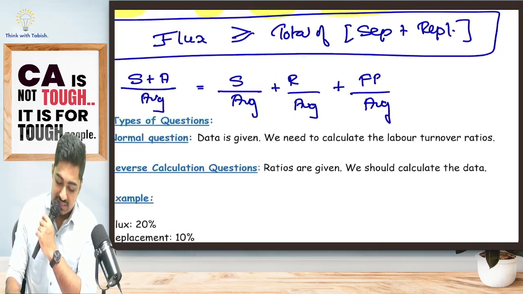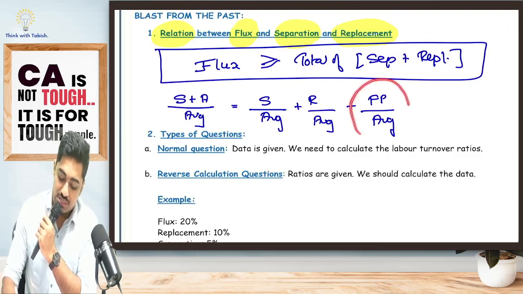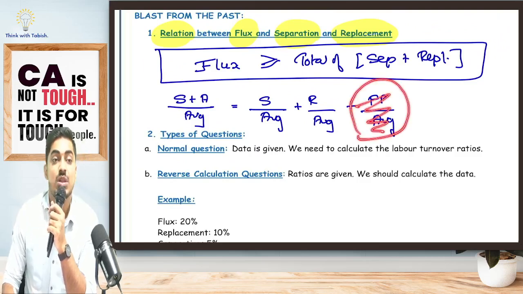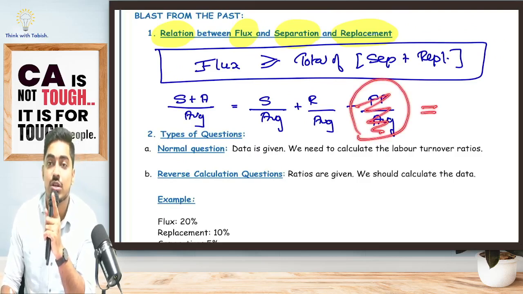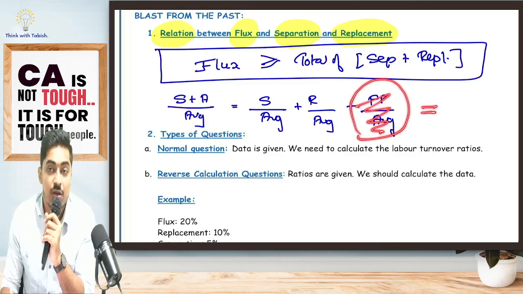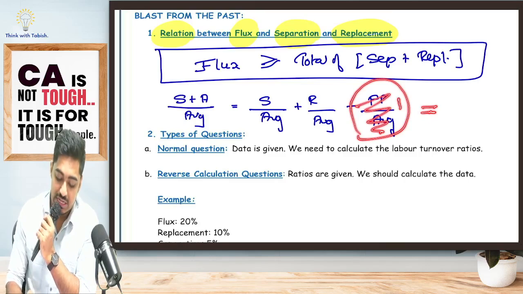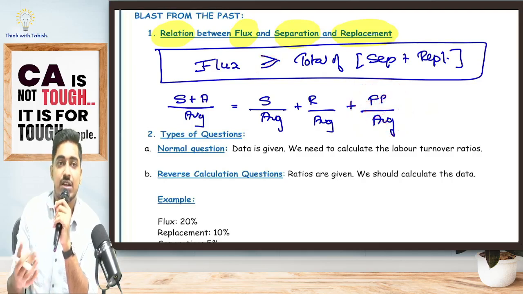Perfect. That means in the flux method, suppose there is no employee coming for fresh post. This will become 0. That means my flux will be equal to the total of separation plus replacement. But there are employees for fresh post. That means this will be there, so flux will be greater than the total of separation plus replacement. Is this clear, everyone?